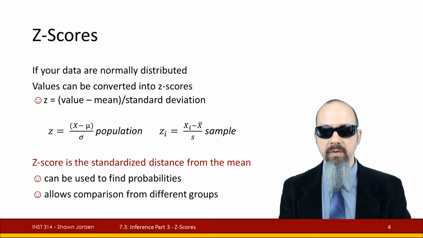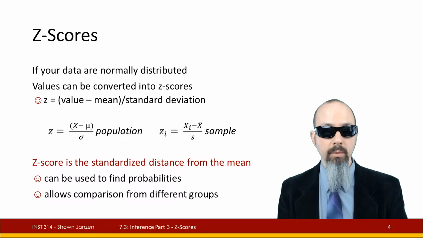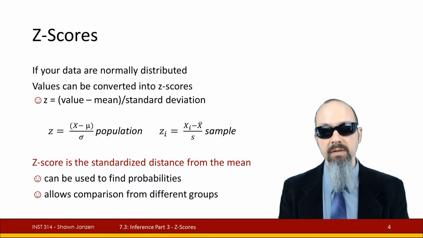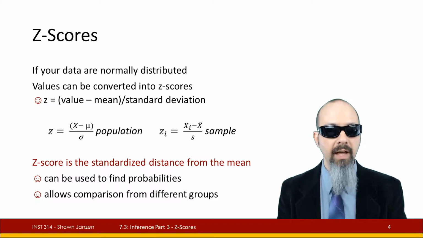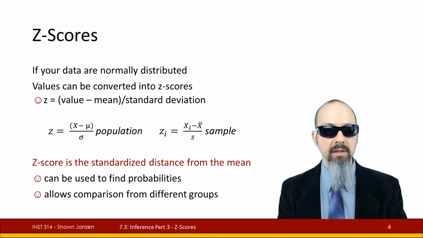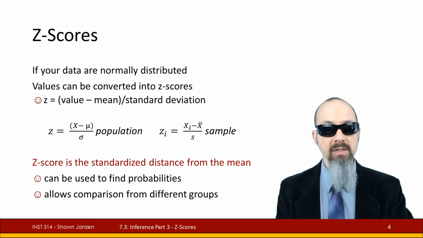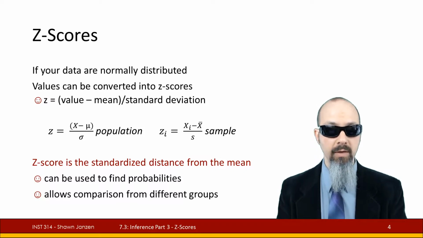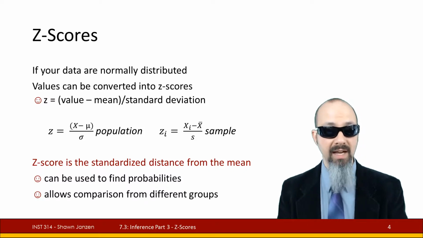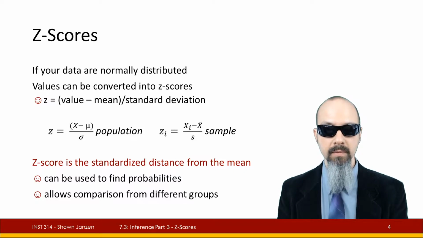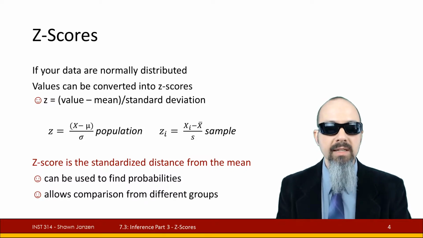Now, Z-scores first of all take a baseline that our data are normally distributed and that these values can be converted into a Z-score. You calculate a Z-score by taking the particular value you're looking at minus a mean divided by a standard deviation. So in formula terms, it's x, where x is your observation value, minus mu divided by sigma, if we're dealing with population data, or x sub i for the individual value, minus x bar as the mean, divided by s, the sample standard deviation. And the Z-score is a standardized distance from the mean.